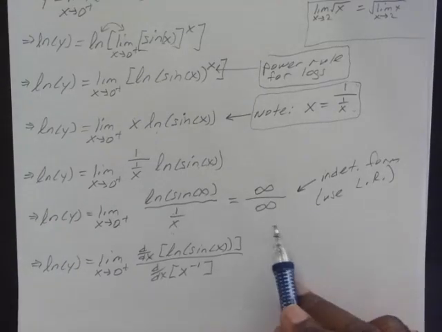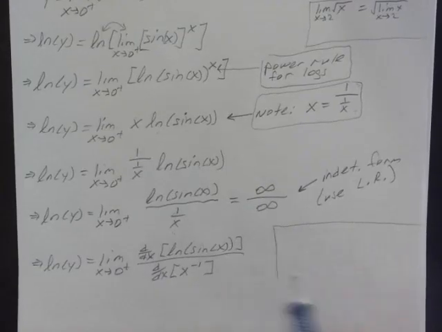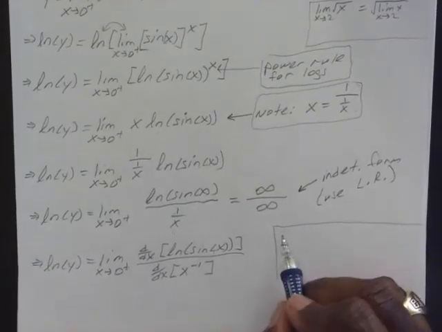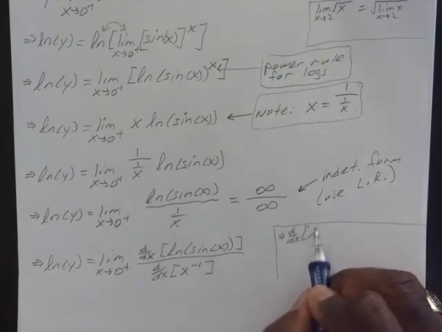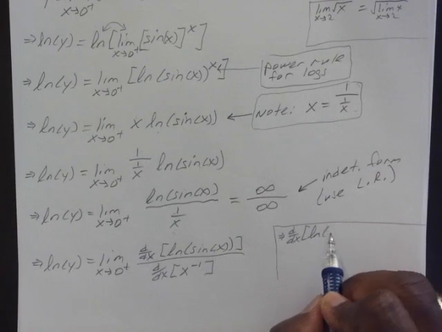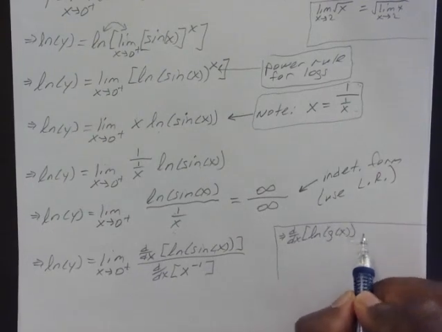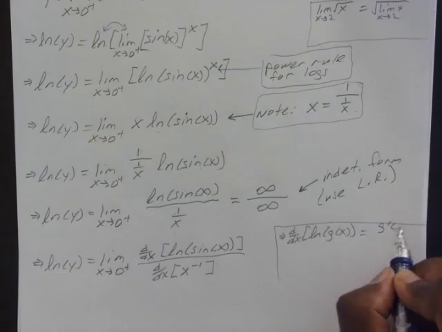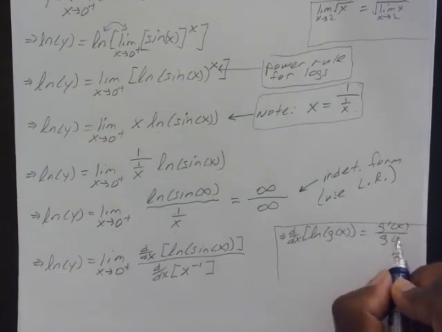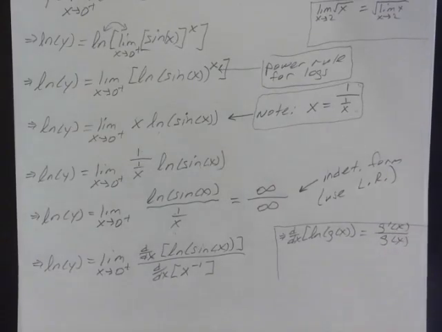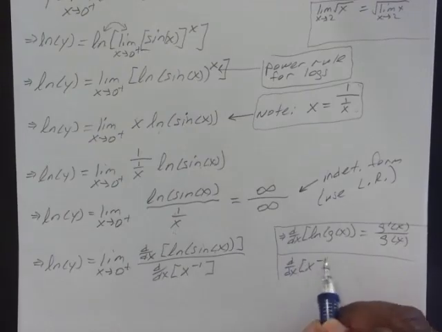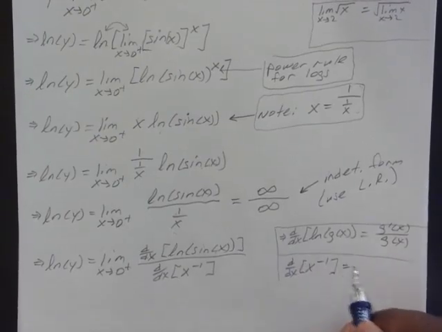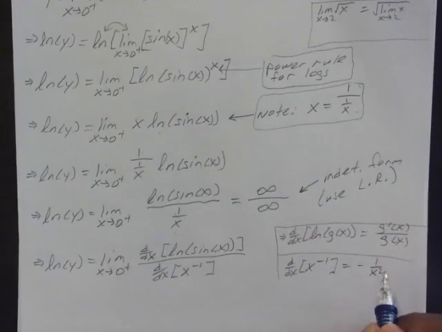Okay, well, we know that the derivative of the natural log of any function g of x is equal to g prime of x over g of x. And the derivative of x to the power of negative 1 is just negative 1 over x squared.